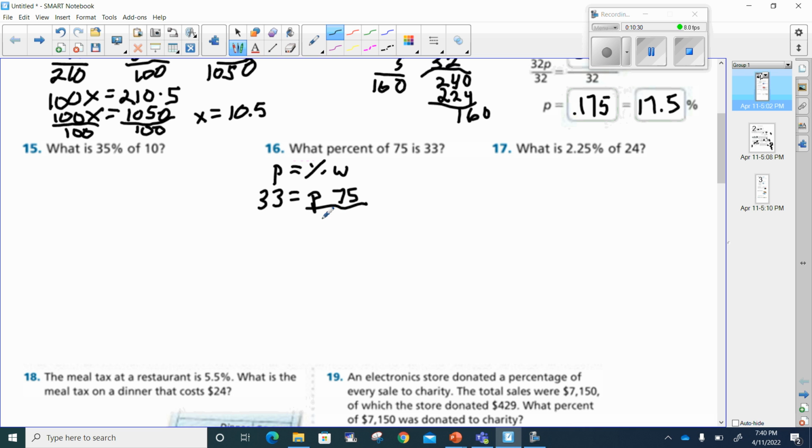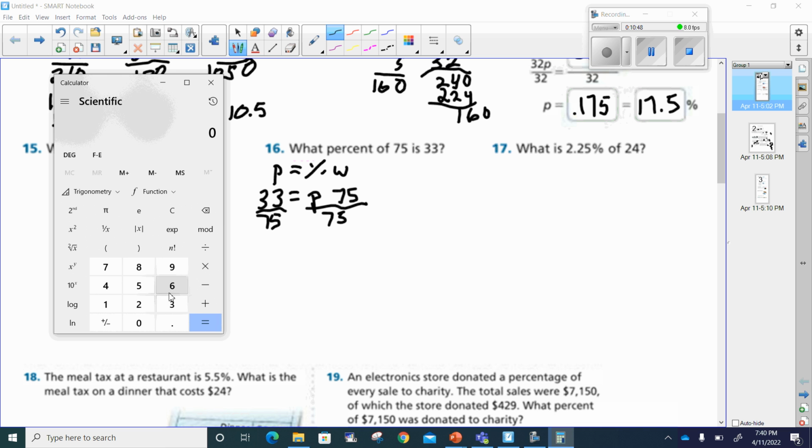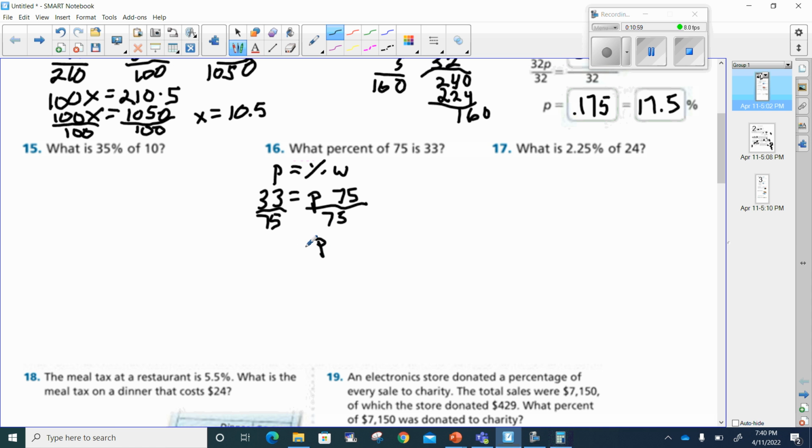To solve this, I've got to divide 75 away. Whatever I divide from one side, I divide from the other. I'm going to start using my calculator just to speed things up a little bit now that I've already demonstrated it a couple times. 33 divided by 75 gives us 0.44. So p is now going to equal 0.44. To turn it to a percent, I have to move the decimal over twice, and that's going to make 44%.